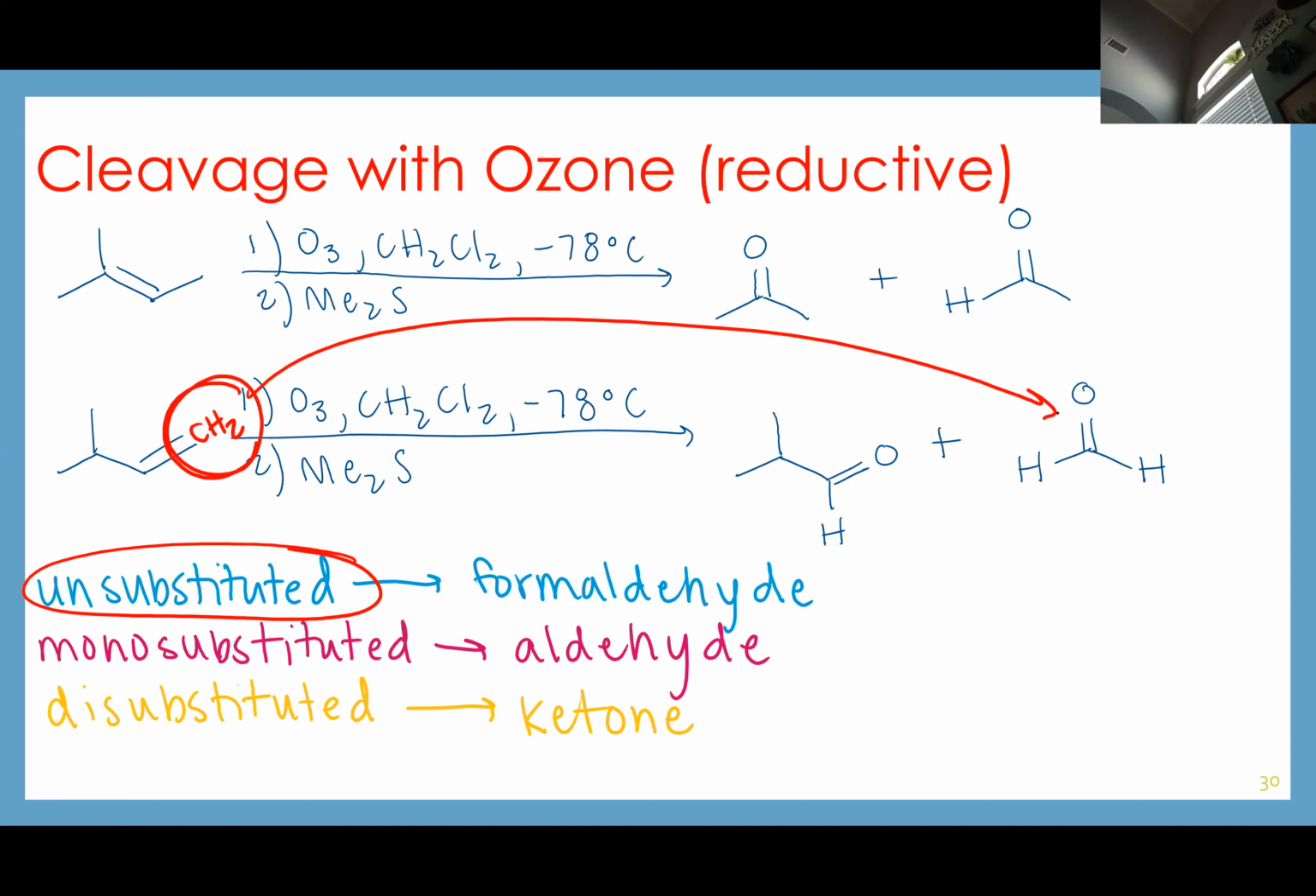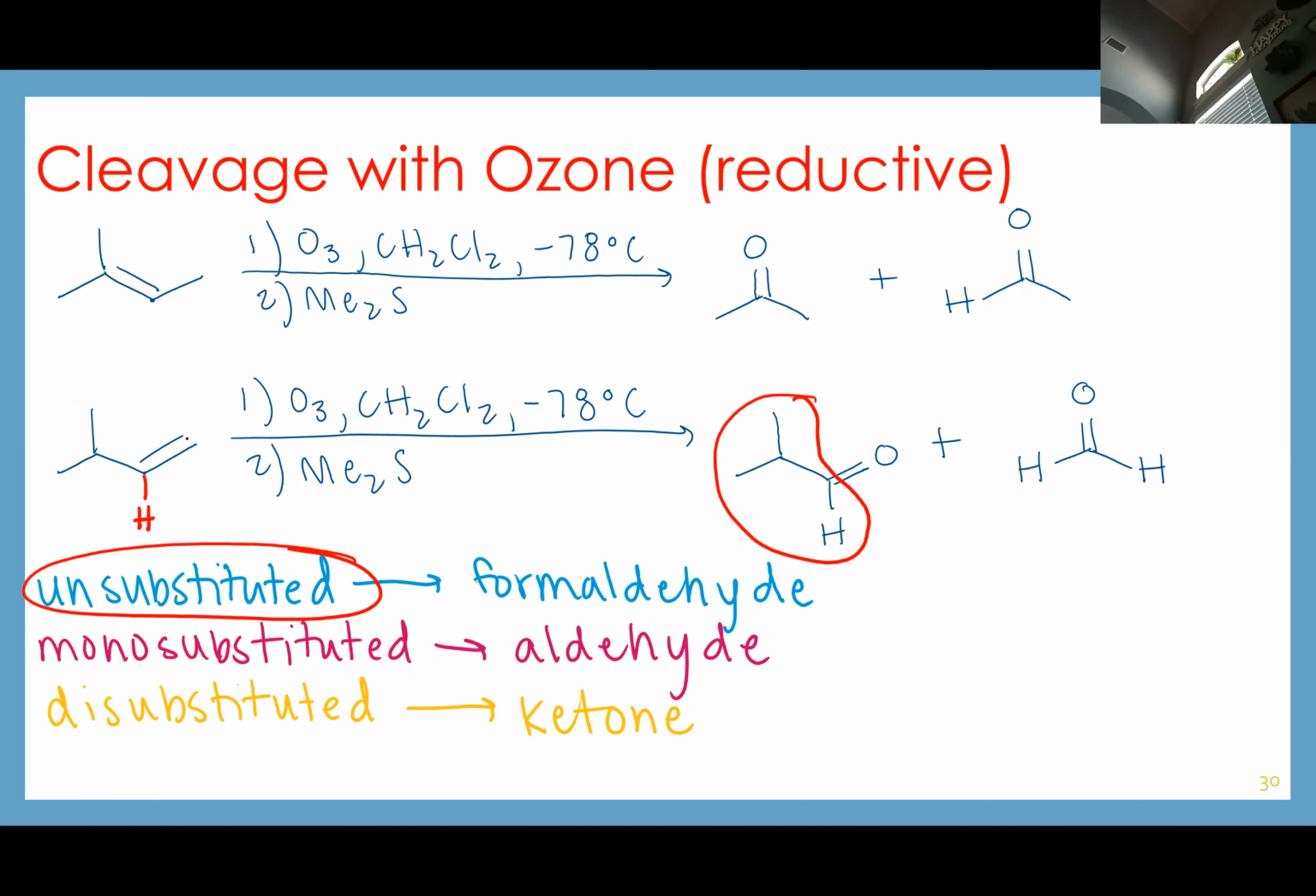Anything that is mono-substituted gets turned into an aldehyde. So this portion here is mono-substituted. There's a hydrogen here. It gets turned into an aldehyde. So you can see the carbon and hydrogen framework is maintained. It's even maintained in this conversion to formaldehyde. So you can see the carbon with two hydrogens, the double bond, it's maintained. Carbon and hydrogen framework over here as well.